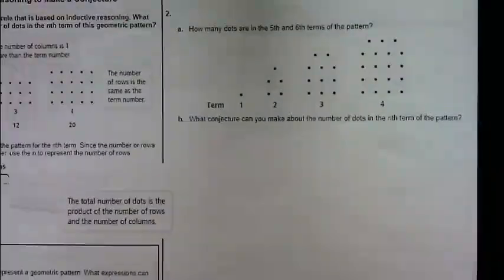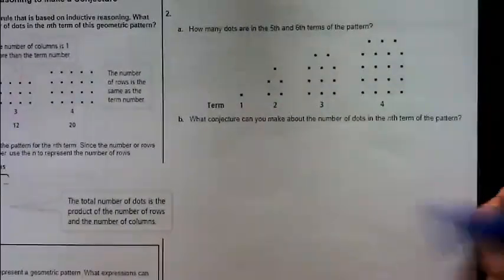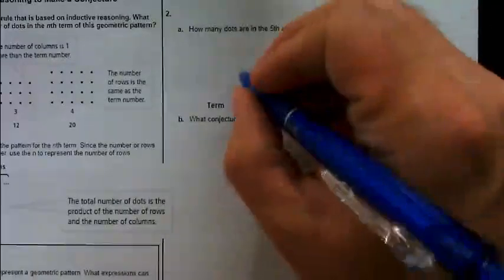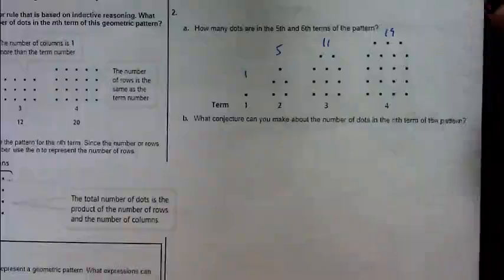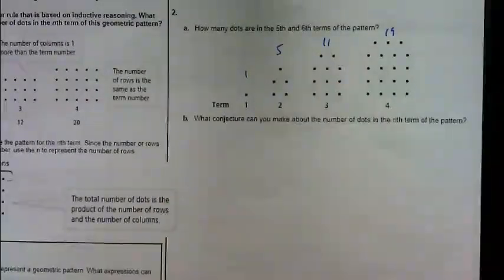Now, you have a try it. So let's see if we can figure out a pattern for these. How many dots are in the 5th and 6th terms of the pattern? So how many dots there? There's only one dot there, right? How many dots here? How many dots here? How many dots here? Now, does it really look like the numbers themselves have a pattern currently? No. But think about what they did over here.